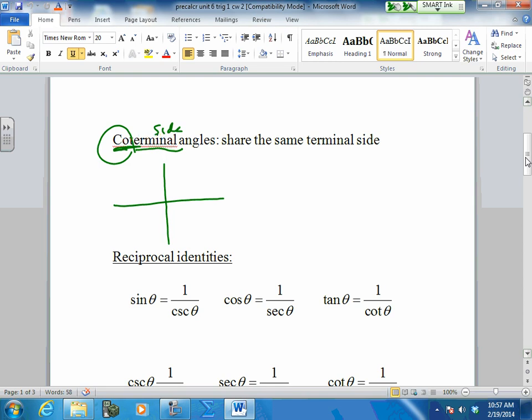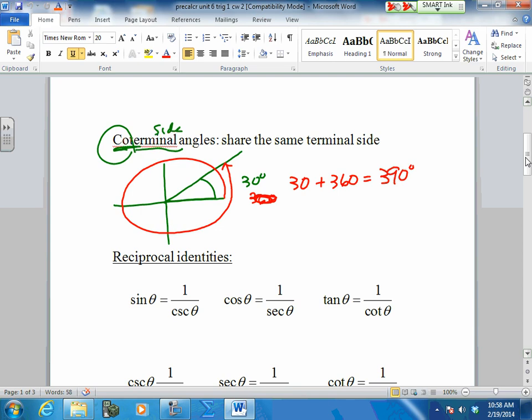So say I give you an angle of 30 degrees. That angle goes here. I want another angle that shares the same side. So I could say, okay, let me come all the way around 360 plus another 30. What does that give me? 390. Agree? I started here, I came all the way to 360, plus I went another 30.